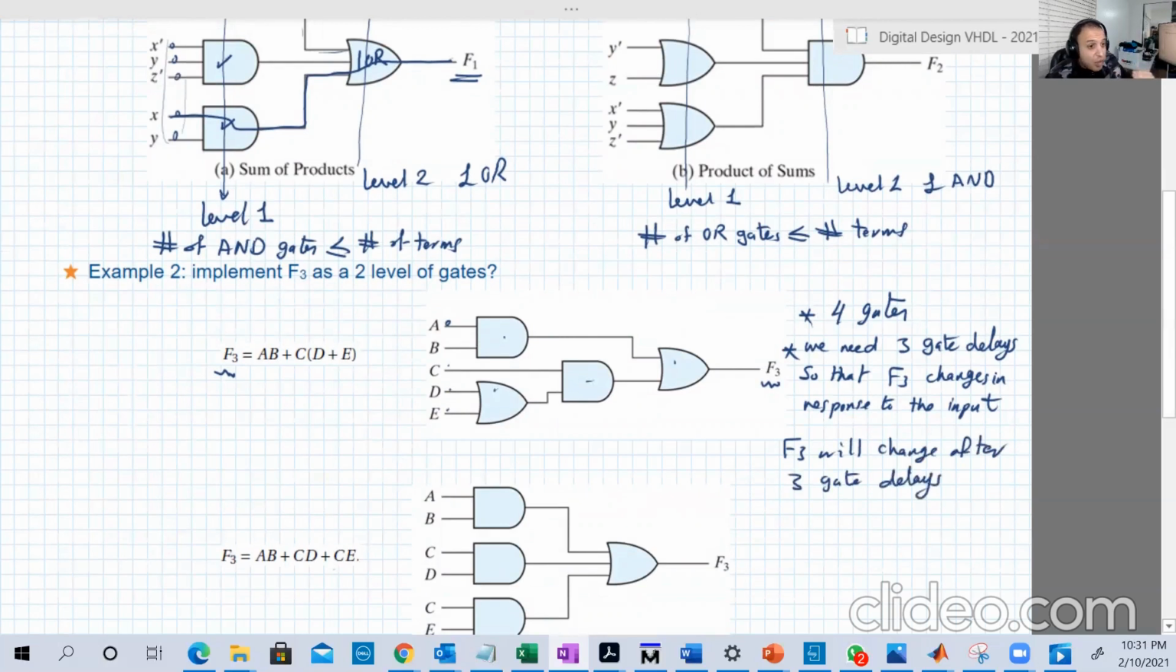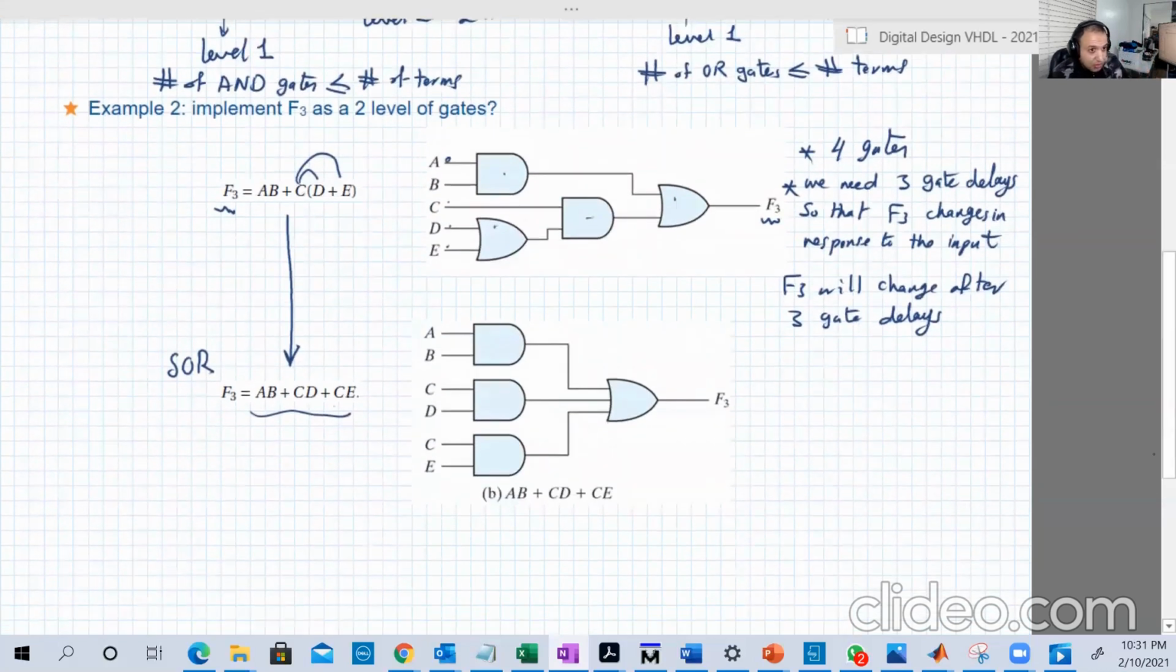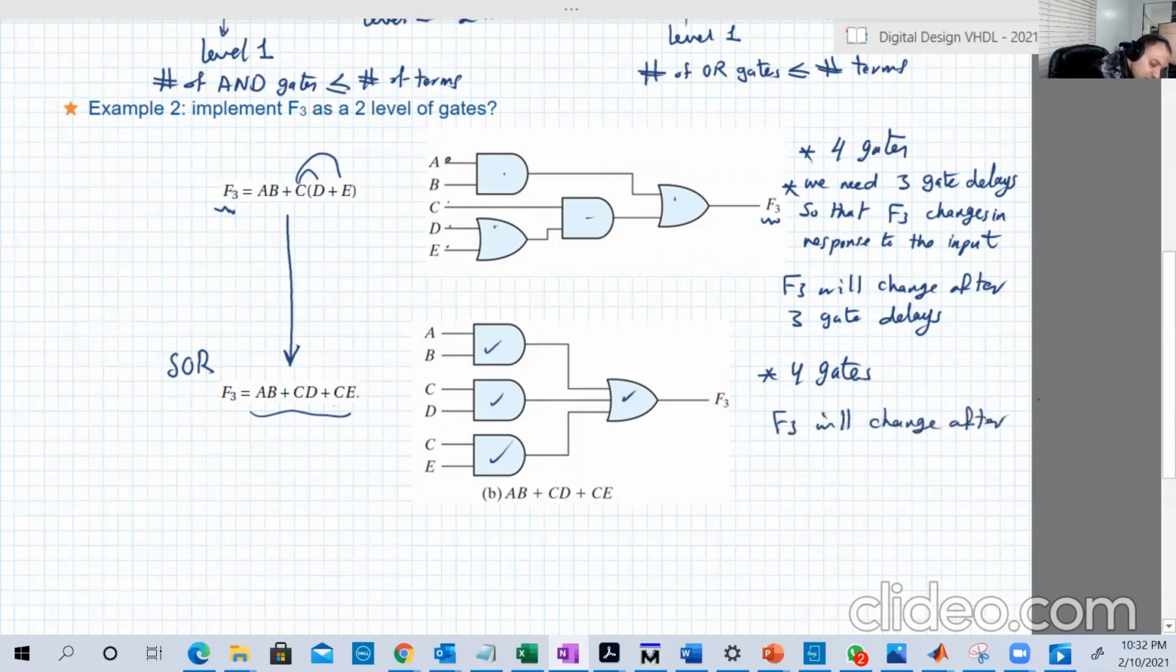But with a simple trick, if we change this into a sum of products, and this trick is just distributing C over D or E. So AB, then CD, CE. This is a sum of product. You have here 3 terms. Each one needs an AND gate. And then at the output we have 1 OR gate. So again we have 4 gates. But if we look here, F3 will change after only 2 gate delays. This is 33% less than the first circuit.